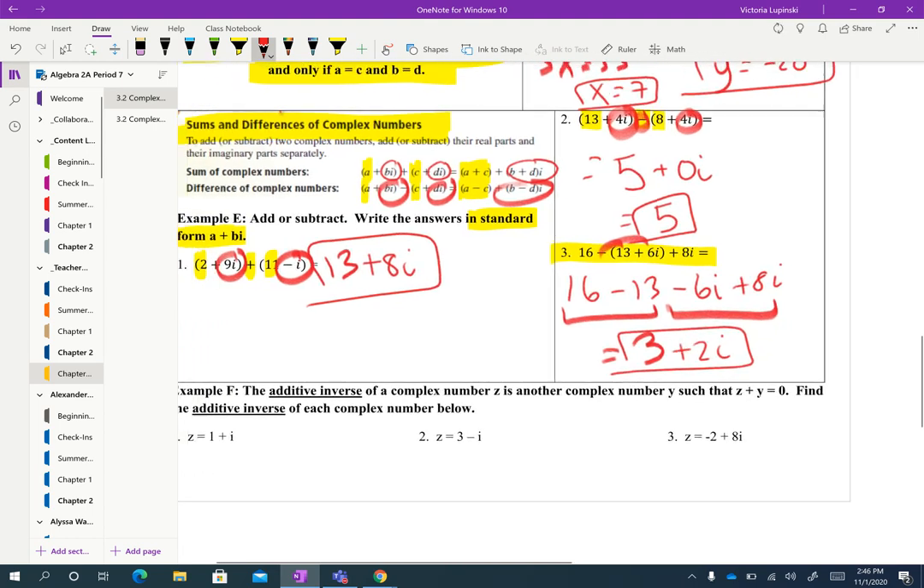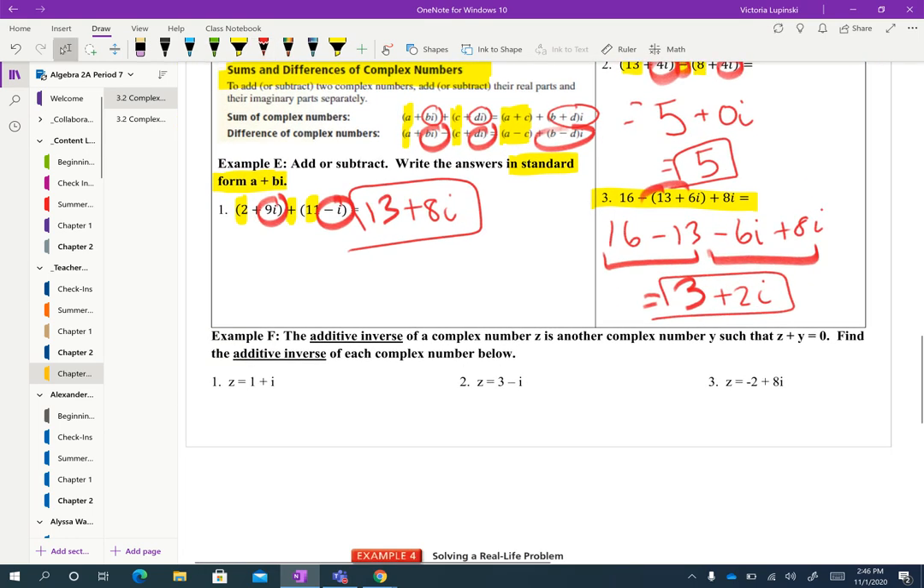A couple last minute things that you have to be able to do. So, a new vocab word, there is something called an additive inverse. An additive inverse is another complex number that if you add it to the complex number that already exists, everything should cancel out to be zero. When you see the word inverse, you should hopefully think of opposite. And because it's called the additive inverse, that means it's the opposite when you're doing addition.